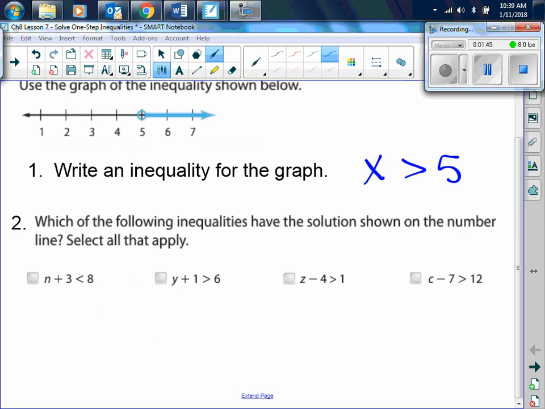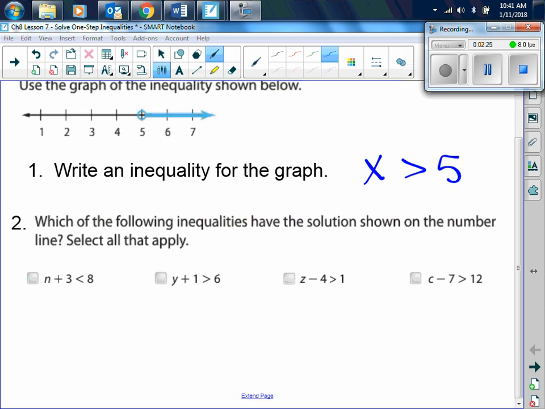So now, number 2 says, which one of the following inequalities have the solution shown on that number line? Okay, so we want to know what solution, if any of these inequalities have this x is greater than 5, have the same solution. Okay? So, anybody remember how do we decide if a number is a solution for an inequality? So yes, we are going to evaluate and then compare. Okay? So we're going to substitute, simplify, and then compare.